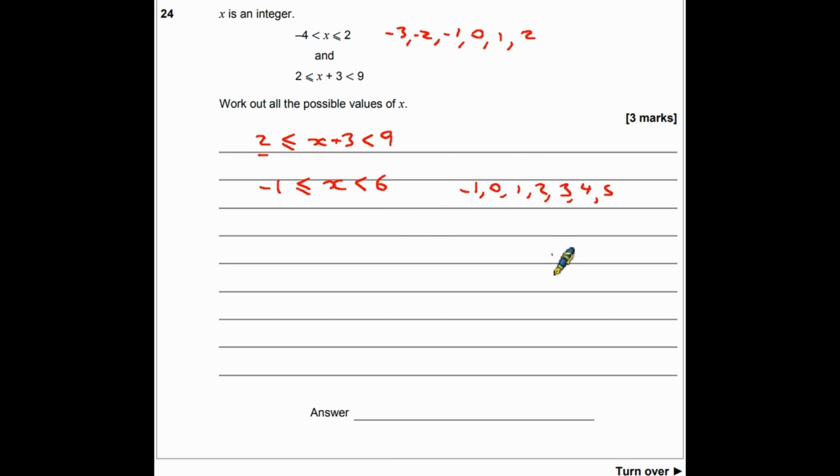So with two sets of values here, we need to look at the ones that appear in both. Minus 3 doesn't, minus 2 doesn't, minus 1, 0, 1 and 2 are in both these inequalities. 3, 4 and 5 are not. So our answer for the possible values of x are minus 1, 0, 1 and 2.